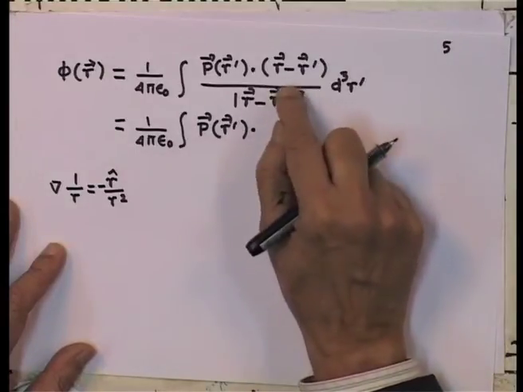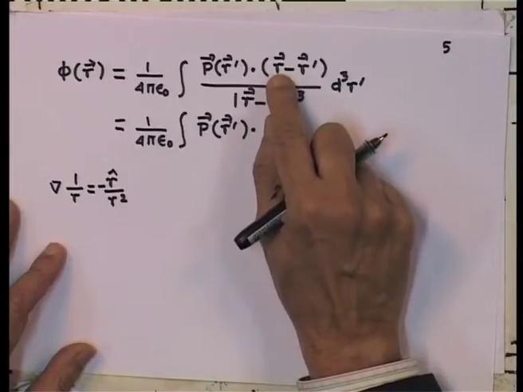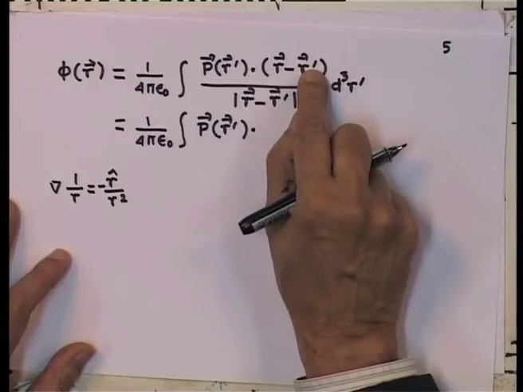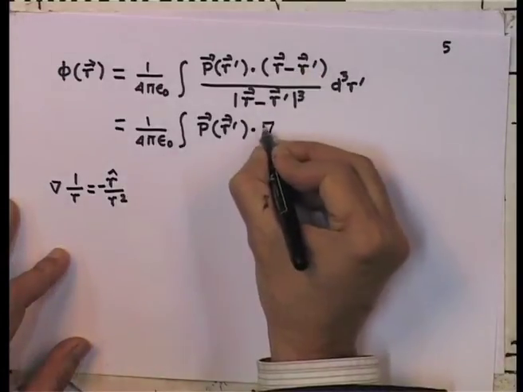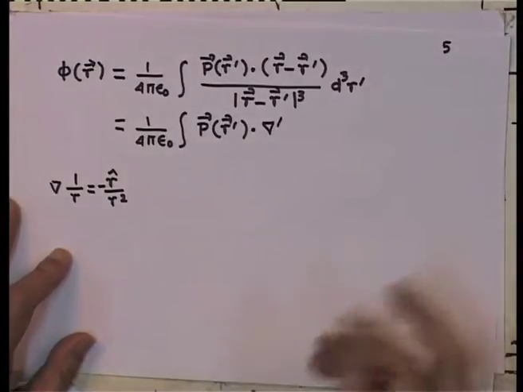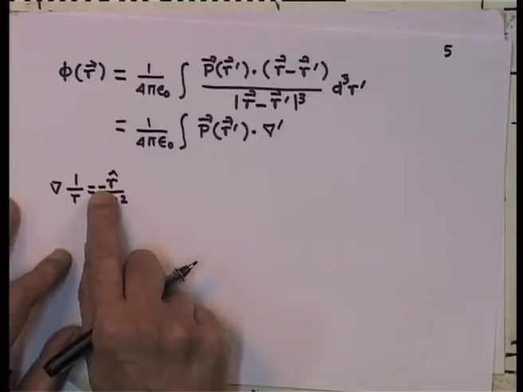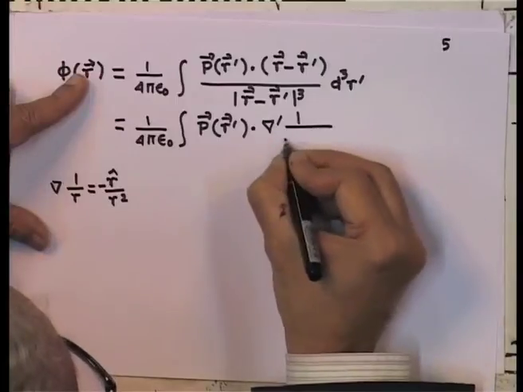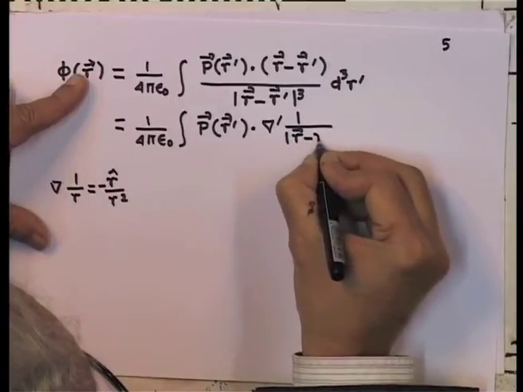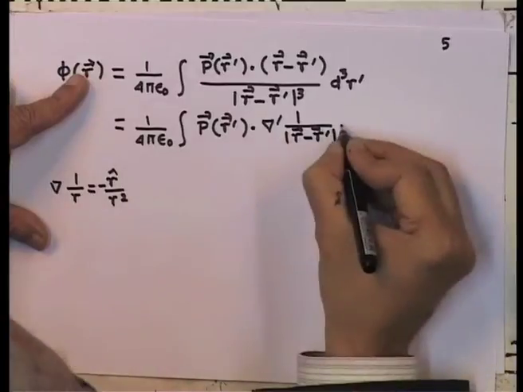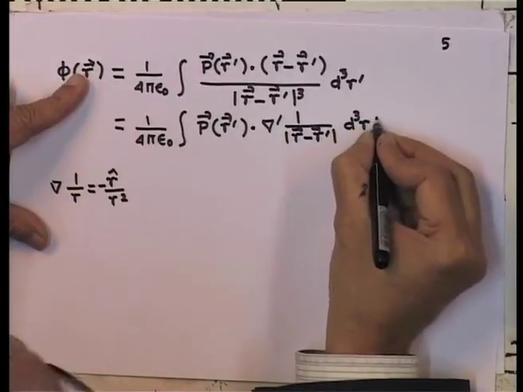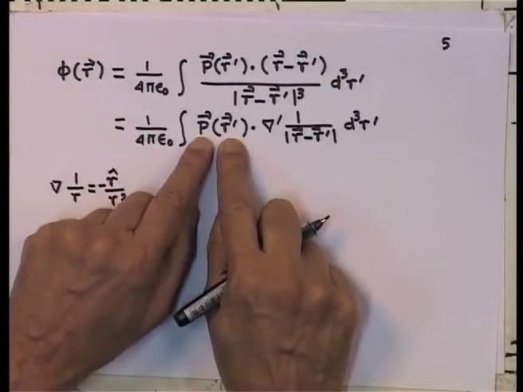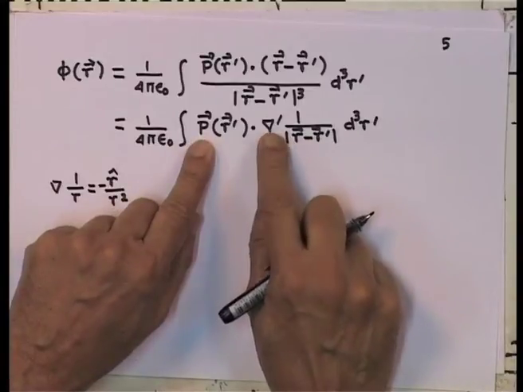But notice that this gradient is with respect to the variable r, and if instead I take the gradient with respect to the variable r prime and denote it by a del prime, then I get rid of this minus sign that is written there. And as a result, I will write this as the gradient of 1 over r minus r prime. Recall that this gradient is with respect to the primed variable. So, I have got a vector dotted with the gradient.